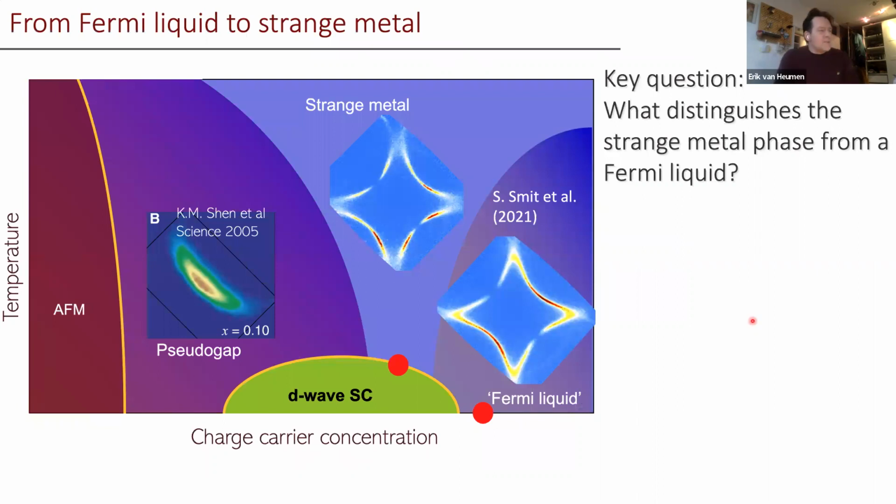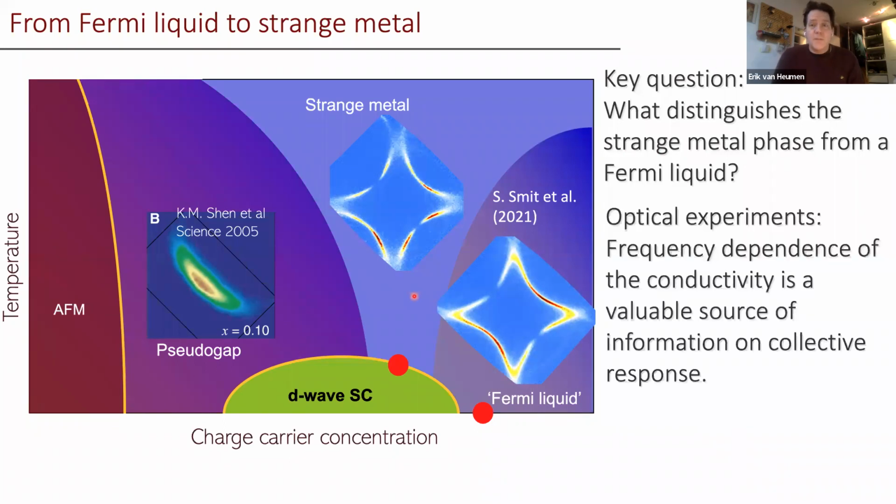Maybe I want to give you a brief outline. What I would like to talk about today is high temperature superconductors, or more specifically the strange metal phase that appears in these materials. But before I do that, I want to introduce the main technique, which is optical spectroscopy, used in my group. Optical experiments are quite nice because from the frequency dependence of the optical conductivity, you can obtain a lot of information on the collective response of systems.